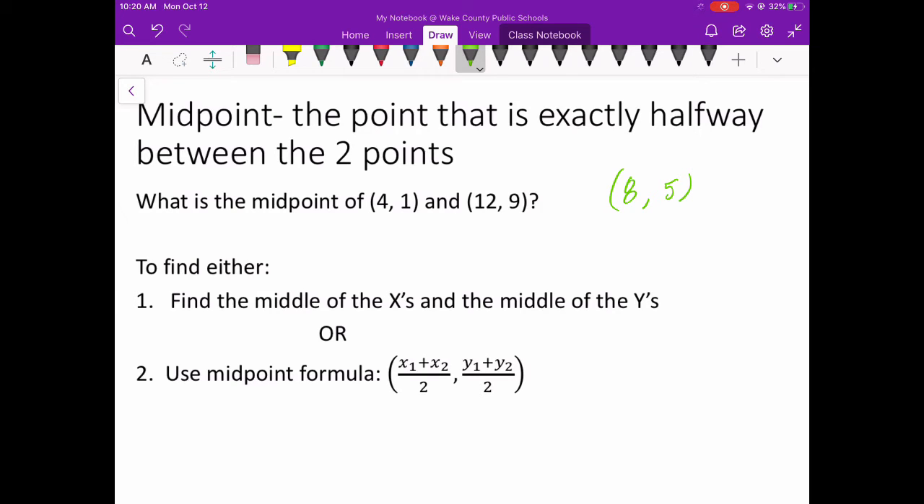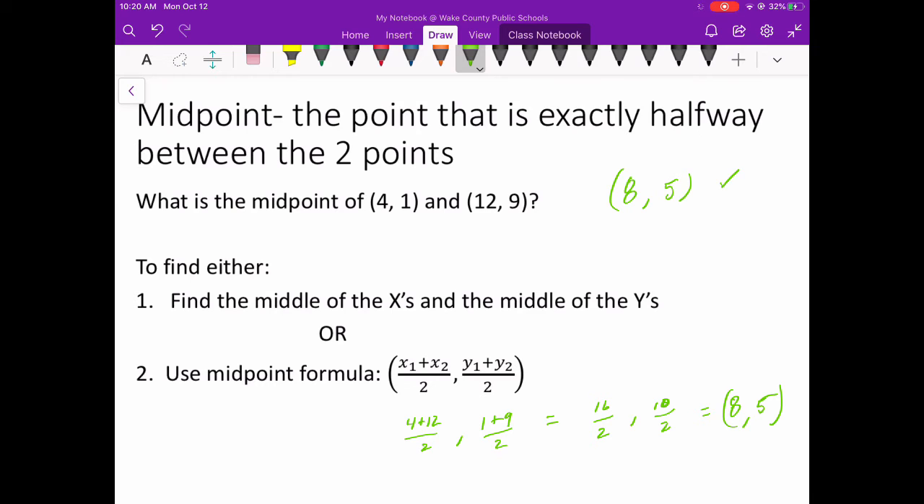So let's check and see if this formula works the same way. My average of my x's, 4 plus 12 divided by 2. And then the average of my y's, 1 plus 9 divided by 2. Okay? So 4 plus 12 is 16. Still need to divide by 2. 1 plus 9 is 10, and I still need to divide by 2. So my last step, 16 divided by 2 is 8, and 10 divided by 2 is 5. So I've got the coordinates of my midpoint, (8, 5), just like what we thought it should be up here. And the formula works brilliantly.